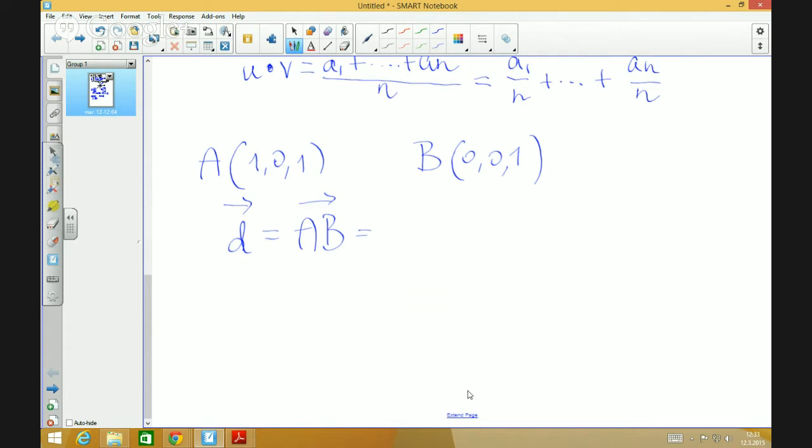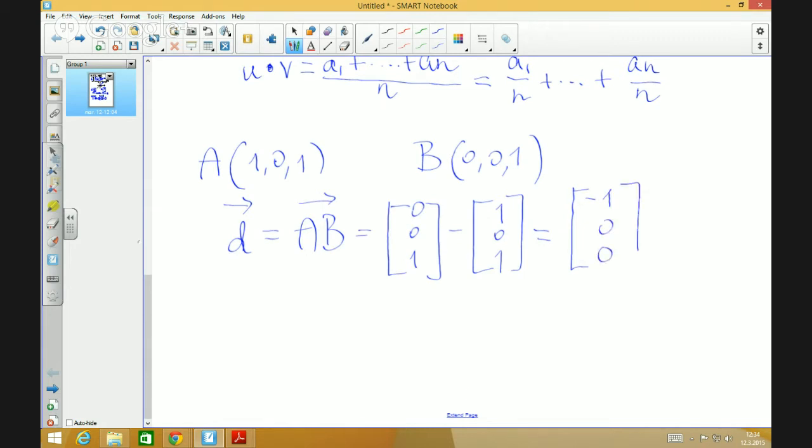Well, it's B minus A. Yes, absolutely. So it's (0, 0, 1) minus (1, 0, 1), because these are the two vectors that correspond to the two points. The vector that goes from A to B is B minus A, which is the vector (-1, 0, 0). Okay, but now we are in business.